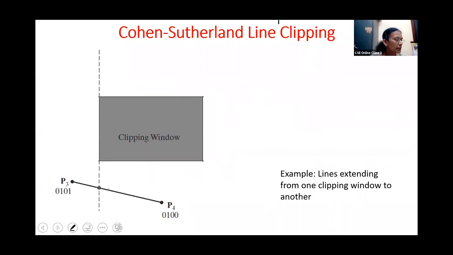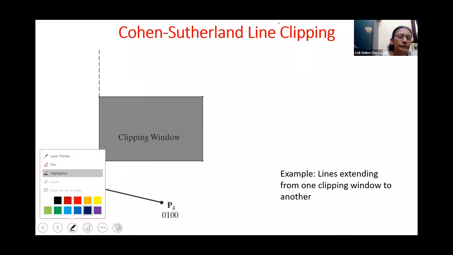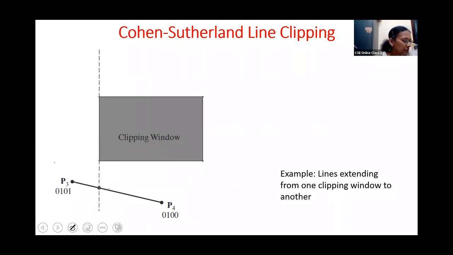For P3, it is 0101. For P4, it is 0100. Okay. Again, we take the same order. We are first considering the left boundary, right boundary, the bottom boundary, and the top boundary. So when we see the left boundary, P4 is 0, whereas for P3 the bit is 1.